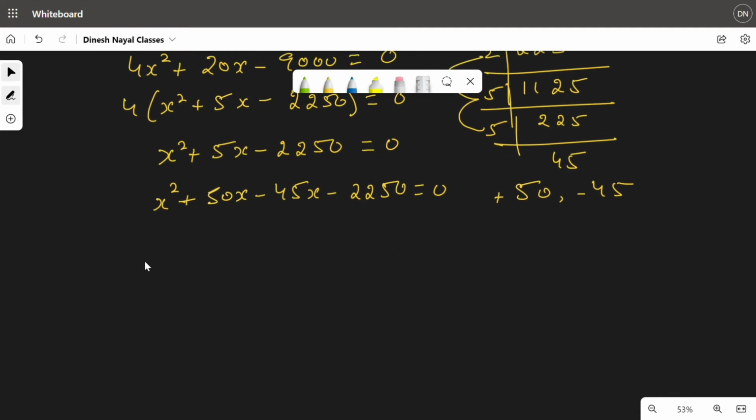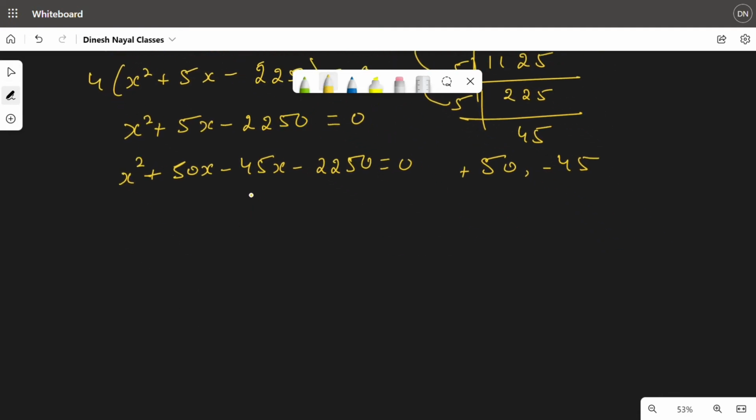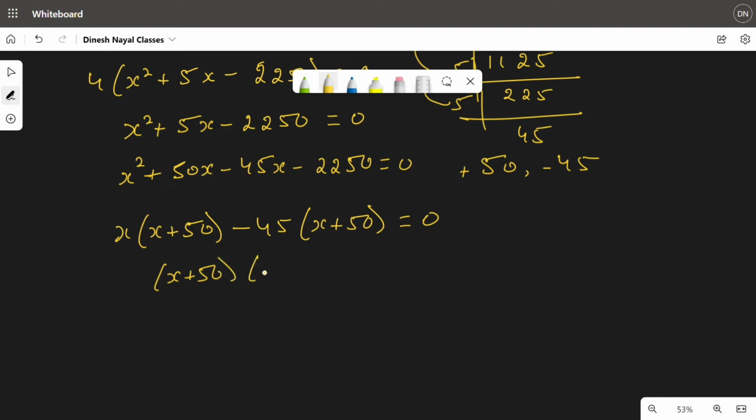Now we can take x common. If we take x common, this will be x plus 50. Now we can take minus 45 common from here. So again this will be x plus 50 because 2250 divided by 45 is 50 only. Now take x plus 50 common, so this will be x minus 45 equals 0.